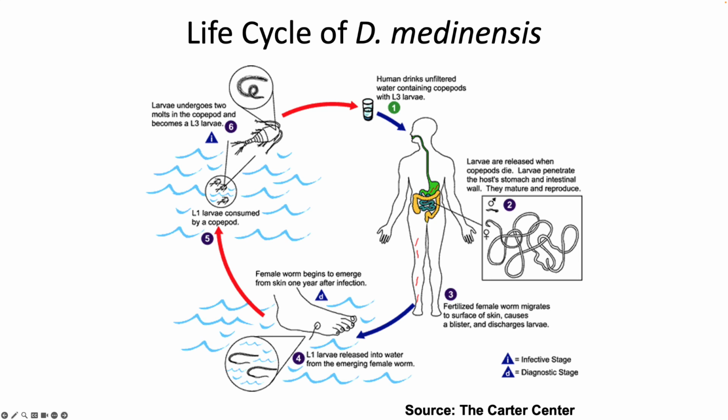So that's the life cycle of guinea worm infection. And as you can see, at least according to this diagram, the life cycle is entirely dependent on humans. But as I mentioned, it has since been learned that dogs also can get guinea worm disease.